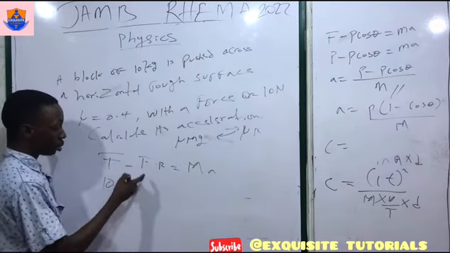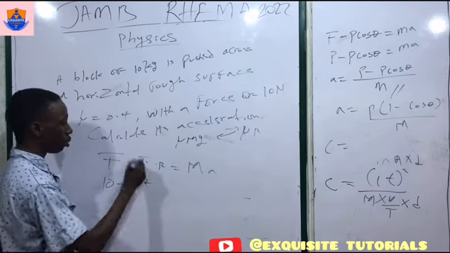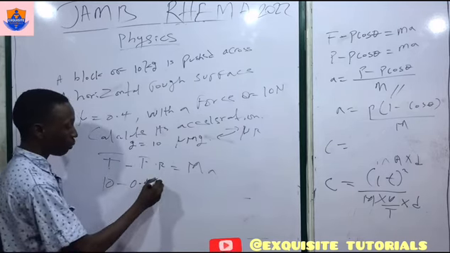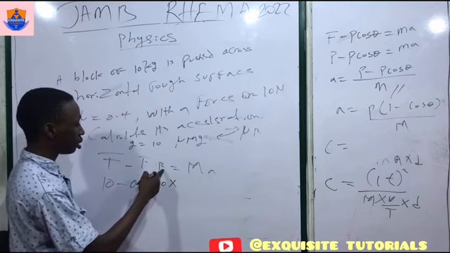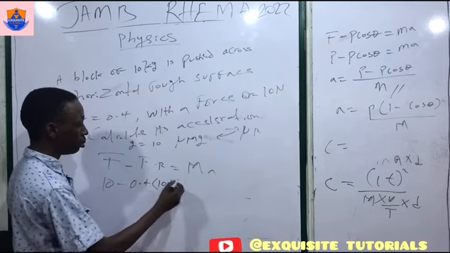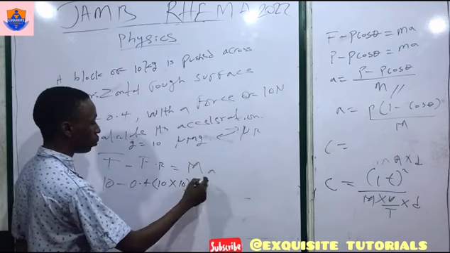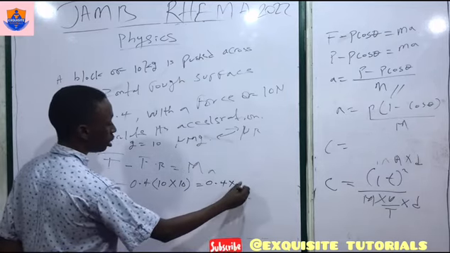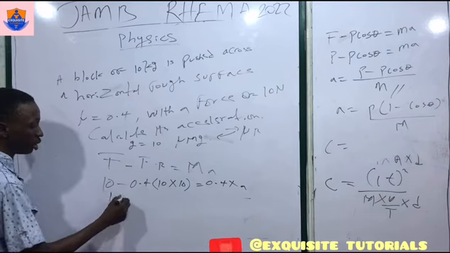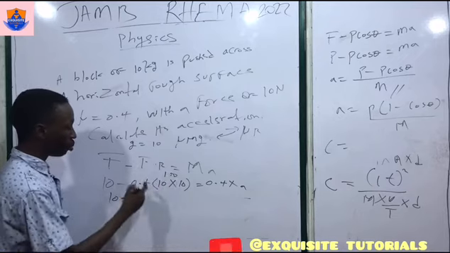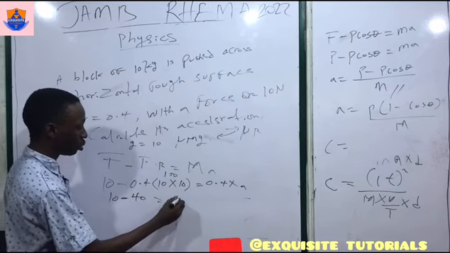So this will now be equal to minus 0.4. Take g to be equal to 10. 0.4 into the mass, 10 kg, times 10. Then it becomes 10 minus 10 times 10, which is 100. 100 times 0.4 is 40, is equal to 0.4 times a.